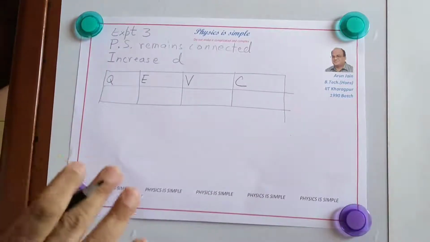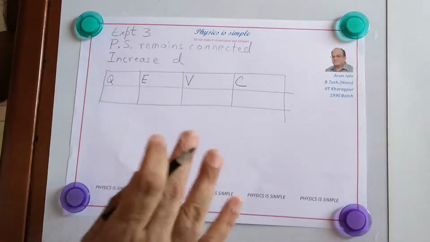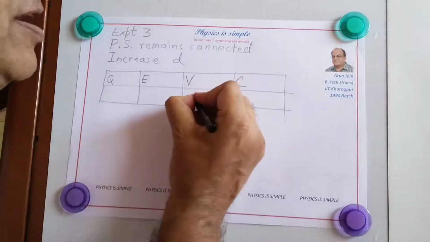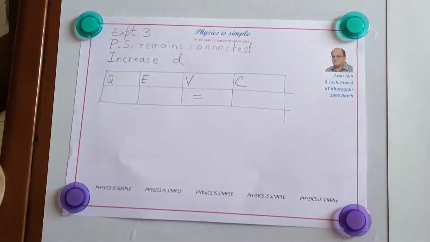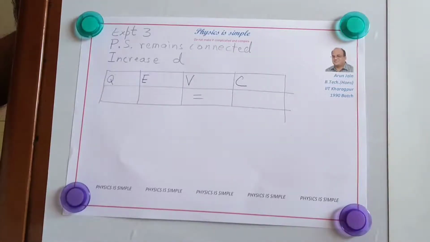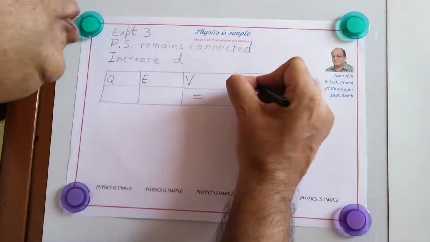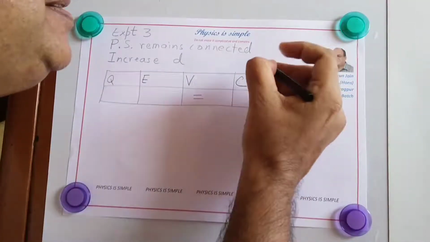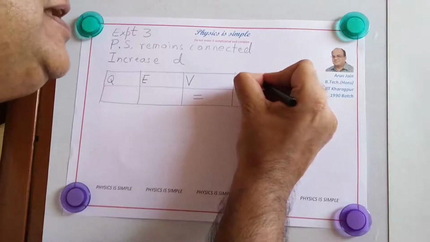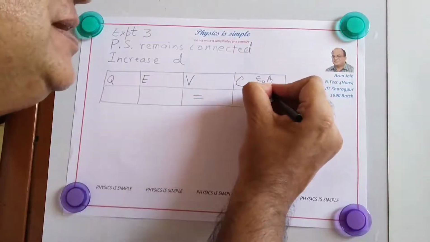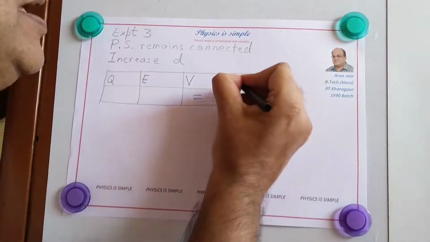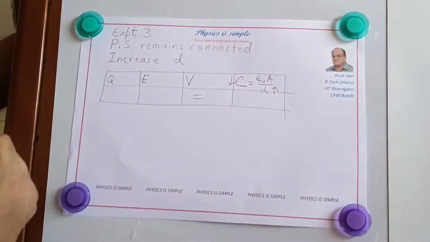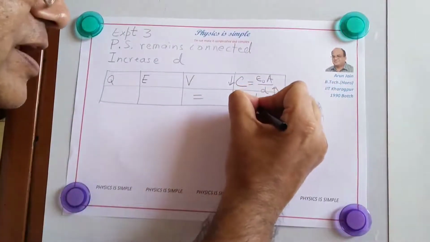Now since the battery remains connected, battery will maintain V, so V will remain constant. Now what happens to capacitance? Capacitance depends only on geometry. So capacitance is given by epsilon naught A by D. Since D has increased, capacitance will decrease.